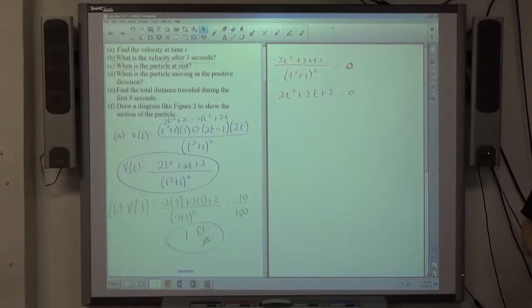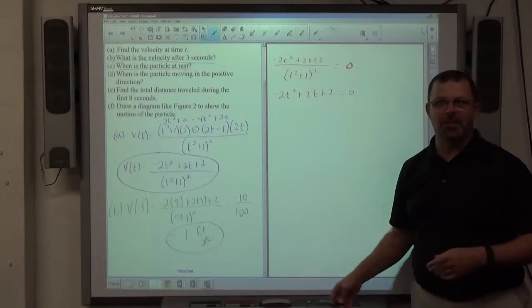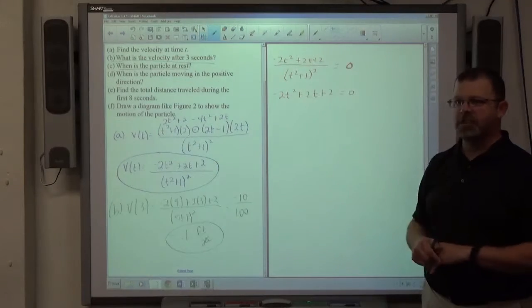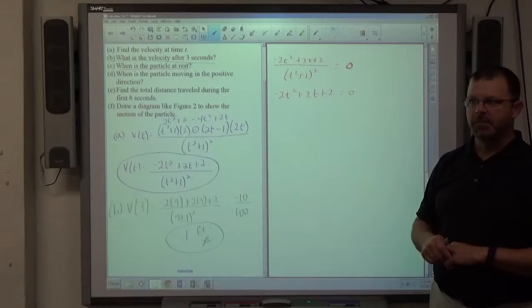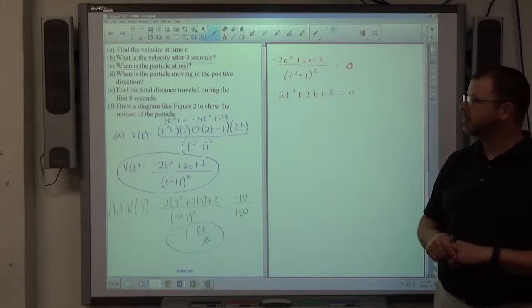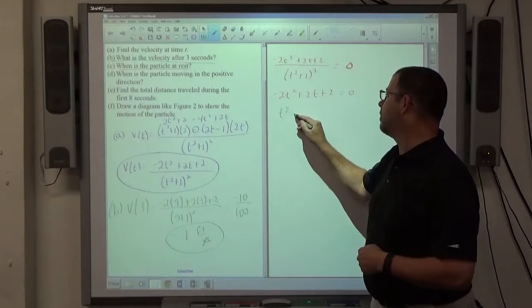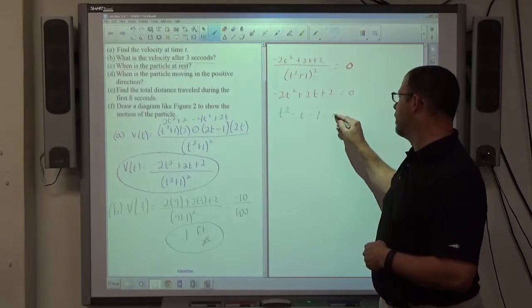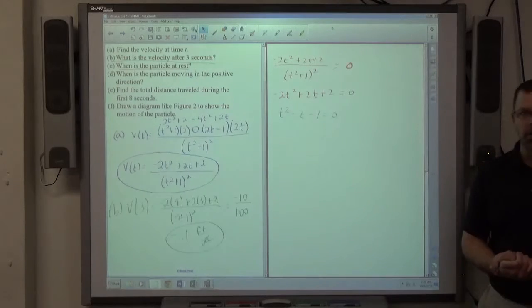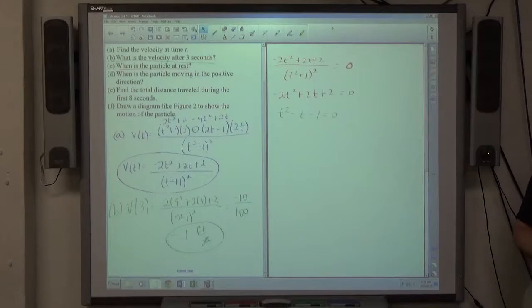Does anybody know how to factor negative 2t squared plus 2t plus 2? I'd be impressed if you could, because it's not factorable. So you can't factor, right? So what do we do to solve a quadratic that's not factorable? Take out the negative 2. All right, let's do that. If I divide everything by negative 2, I'm going to get t squared minus t minus 1 equals 0. I still have a quadratic equal to 0 that can't be factored. How do I solve it?